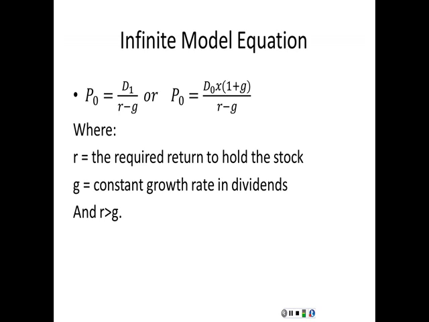So the variables in this equation, R is the required return to hold the stock, G is the constant growth rate in dividends, and we have to have it where R is greater than G. So in other words, investors want a larger percentage return than the growth rate in dividends. Now mechanically this has to happen, otherwise we get a negative price, and we know that can't happen.